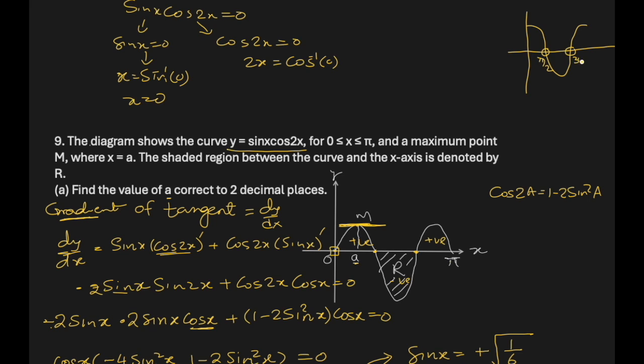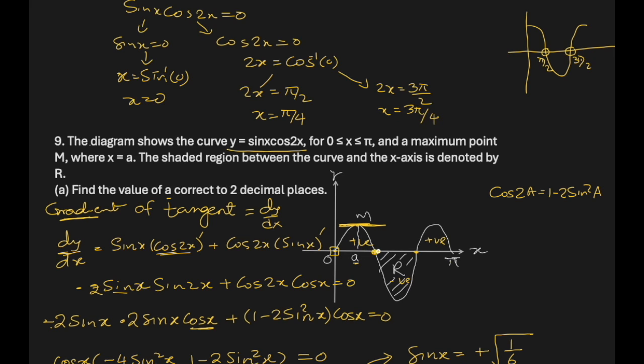This is 3 pi by 2. So I will write those here. One answer will be 2x equal to pi by 2, and the second one will be 2x equal to 3 pi by 2. So what does this give us? x equal to pi by 4 and x equal to 3 pi by 4.